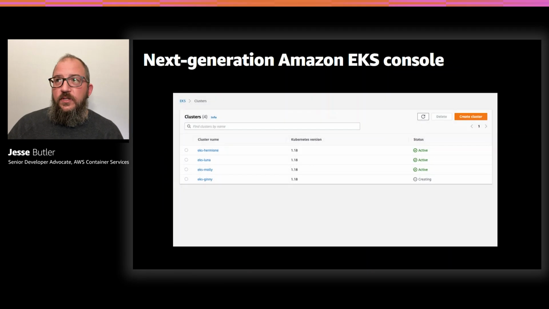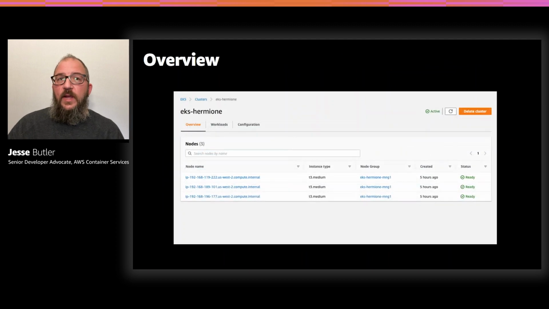And so when you first go to the cluster, it's not going to look much different. So you just have a list of clusters. But clicking into one, you immediately see something new, where we have an overview of the cluster and the list of all of the nodes that are joined on this cluster. And at a glance, you can see the node names, the instance types, what node group they're part of, when they were created, and their status.